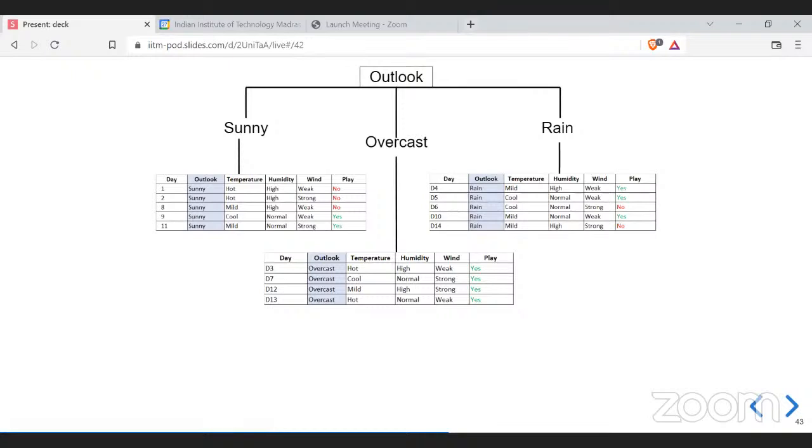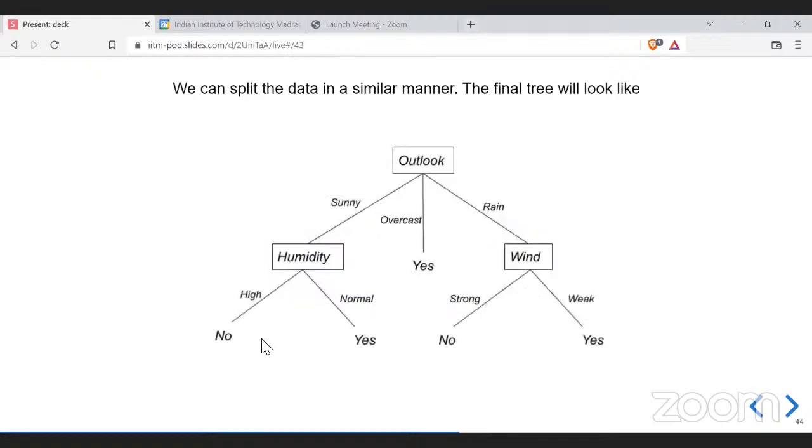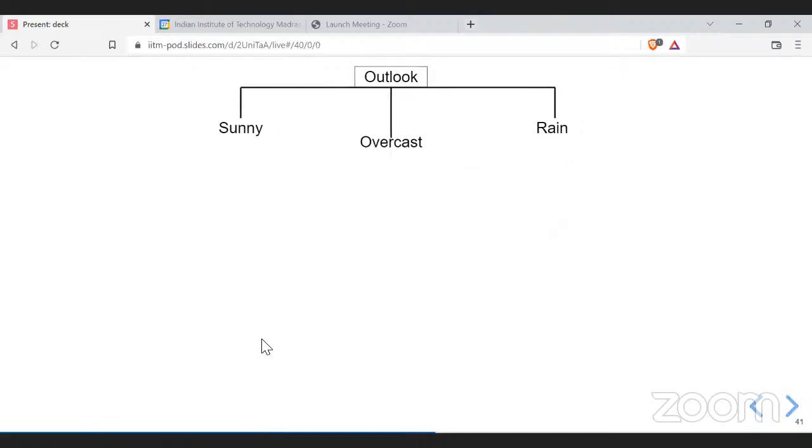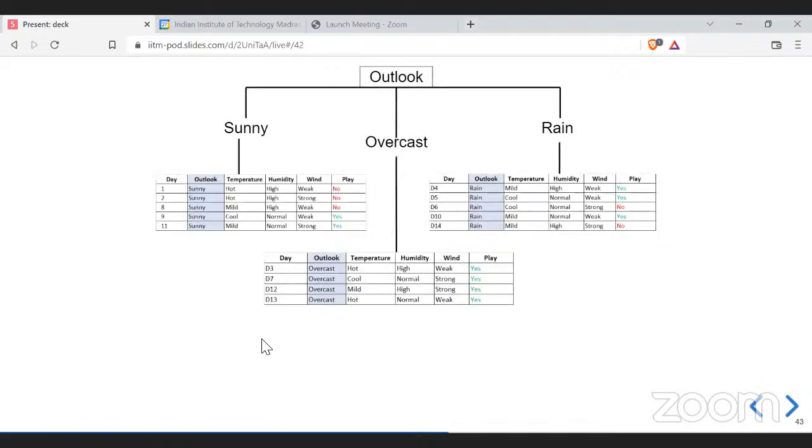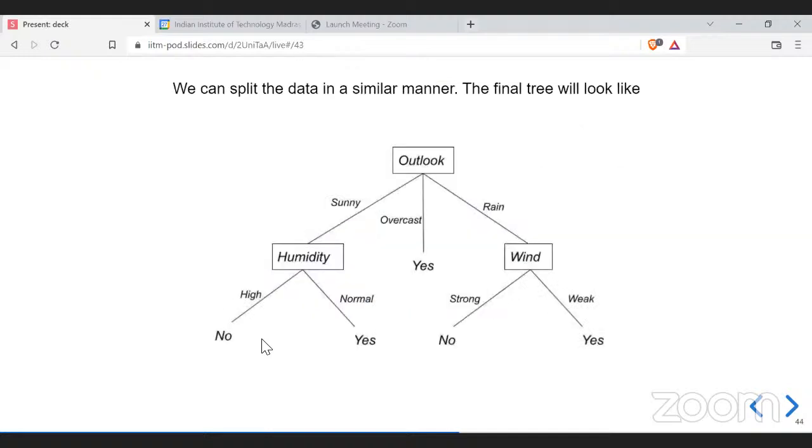So this is how your structure will look. You have divided your data set using Outlook, right? If it is sunny, then the data set will reduce to these 5 data points. If it is overcast, then you have all pure nodes. So this node you need not split further, because now you can make predictions for this node. And these 2 nodes, sunny and rain, we can split further. So this is how your entire tree will look.